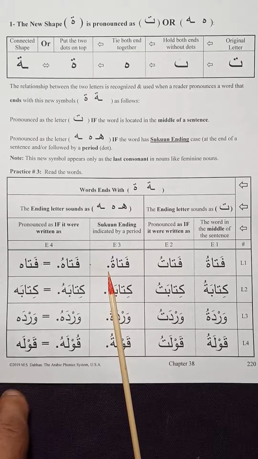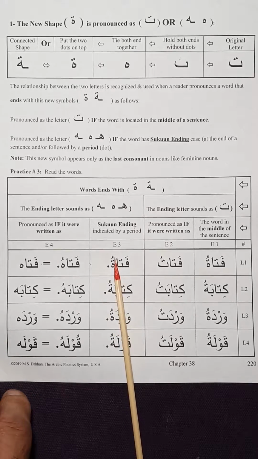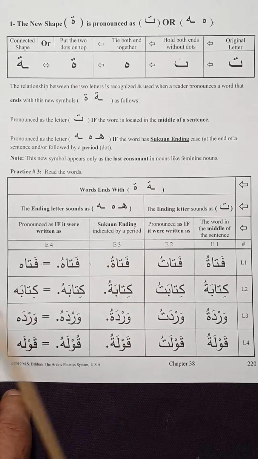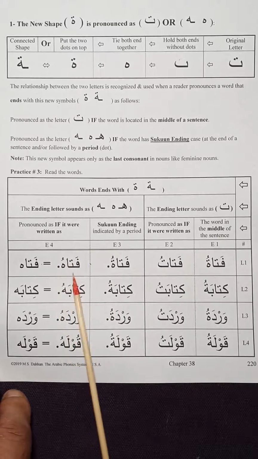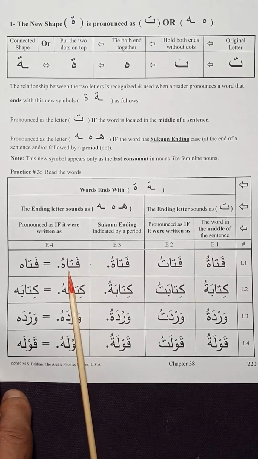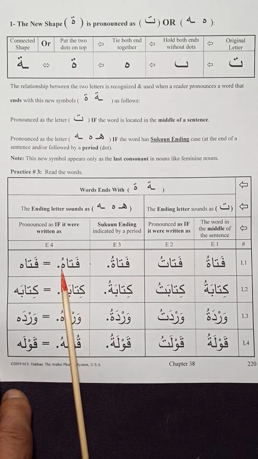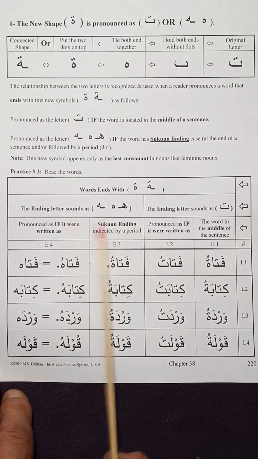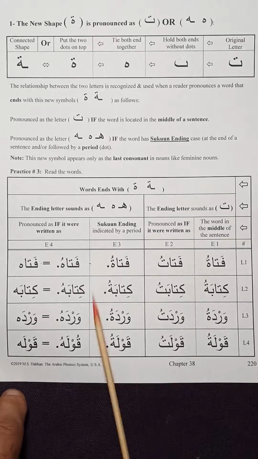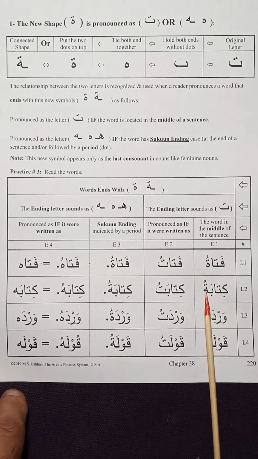So this one, if it's a regular word, you pronounce it like this. If it has a dot after it, you ignore the vowel and the dots, so it becomes like this, and you read it as if it were written like this, fatah. You ignore the vowel, right? Because this becomes like ha, hu, hi, right? Here we go. And I read this one, kitabatu.